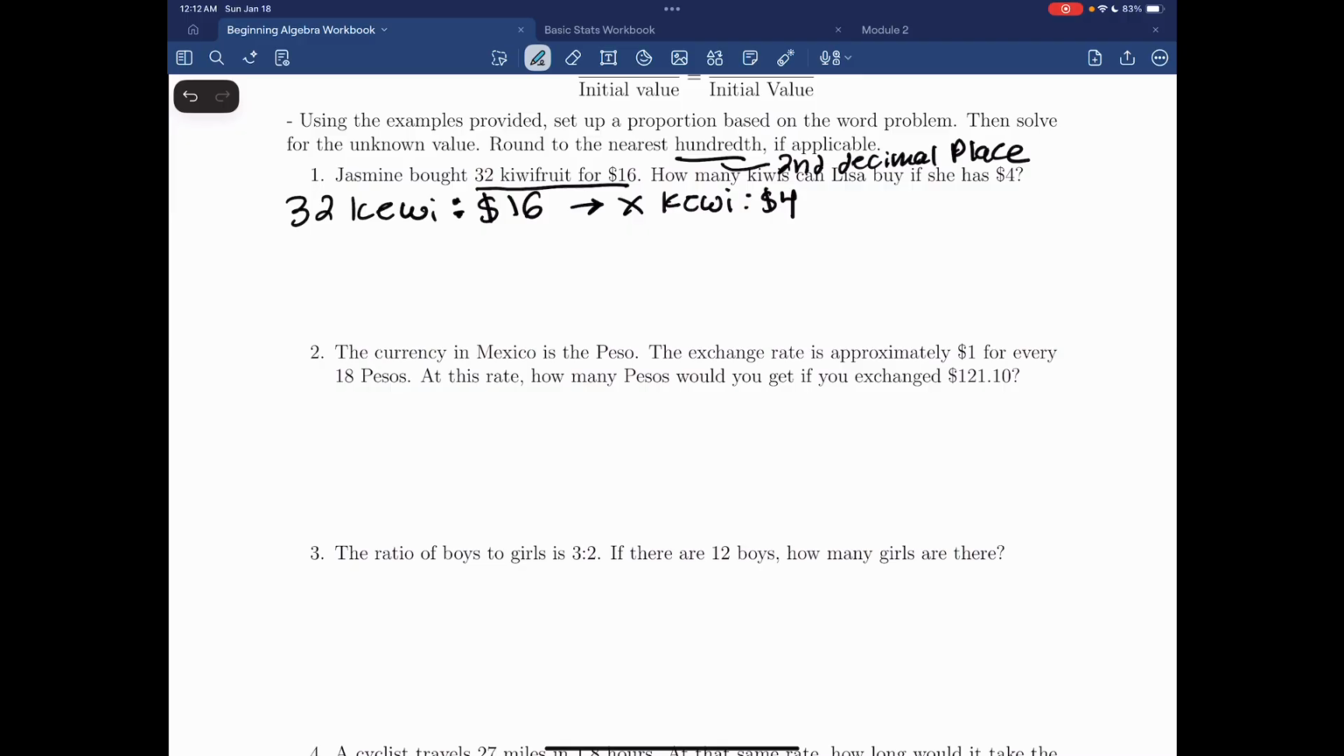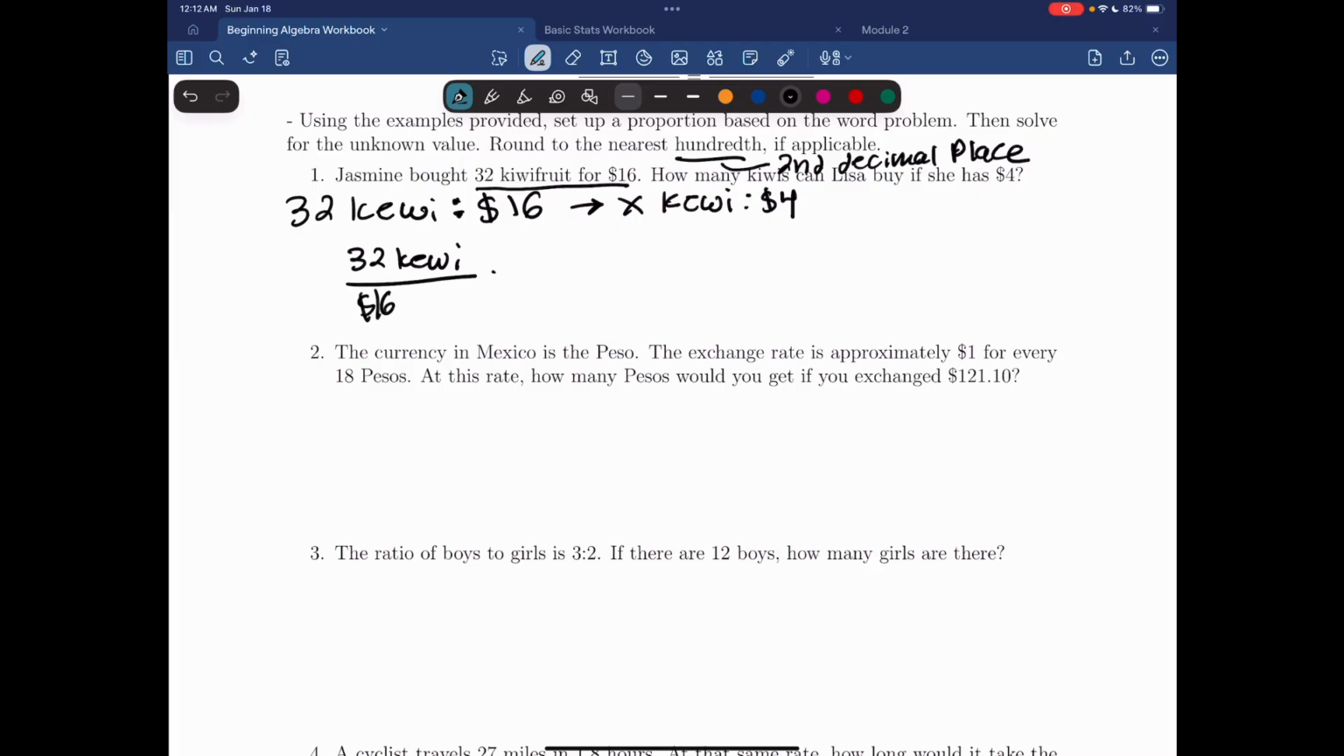So let's set these two ratios equal to each other in a fraction form and solve for x. So we have 32 kiwi for every $16. We're going to set that equal to x kiwi over $4. Now, let's just cross multiply and solve for x like we did in the previous section.